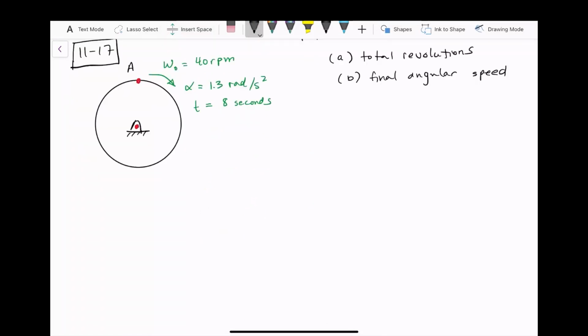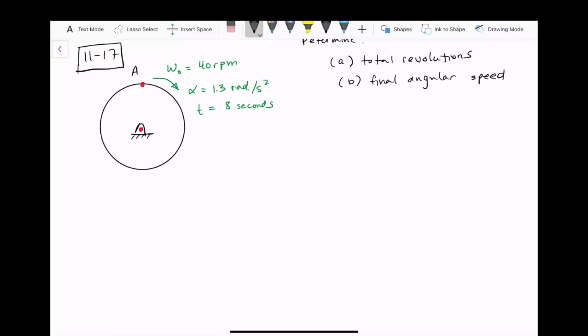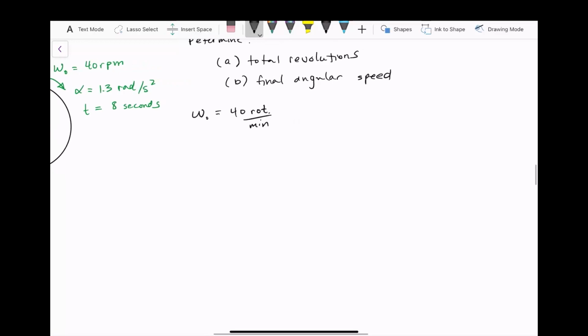Based on the information that's given, we have initial angular velocity, we have acceleration, we have time. First, we should be checking to see if everything is in its base units. You can see that our acceleration and time are, however, our angular velocity is not. So omega is equal to 40 rotations per minute. Okay, so we want to convert that, always get it into rad/s.